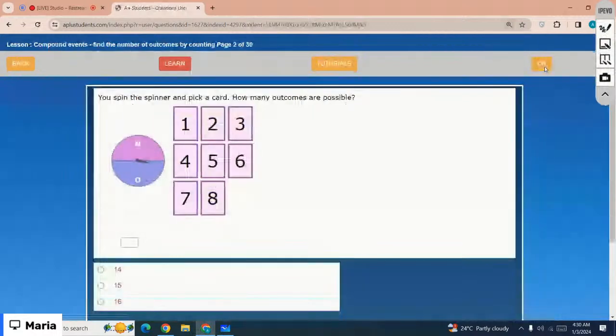Okay, you spin the spinner and pick a card at random. How many outcomes are possible? Which is the correct option? Yes, that is 2 times 8 equals 16. The correct option is 16.